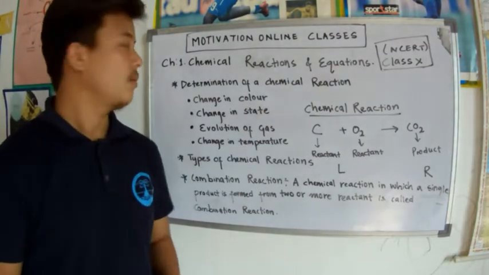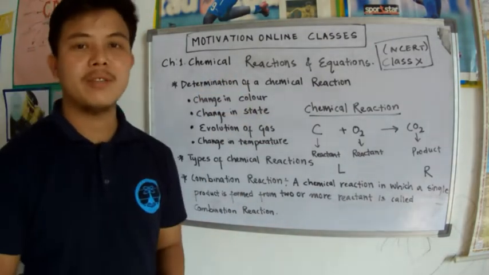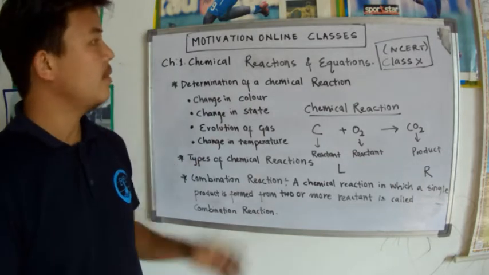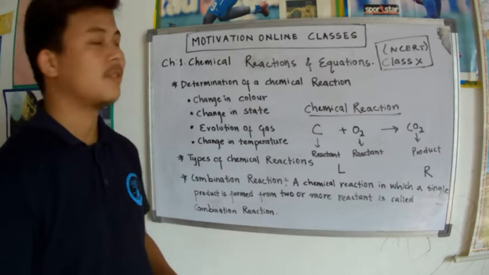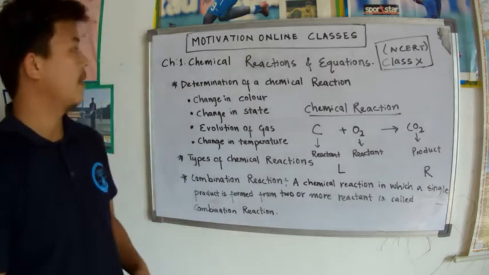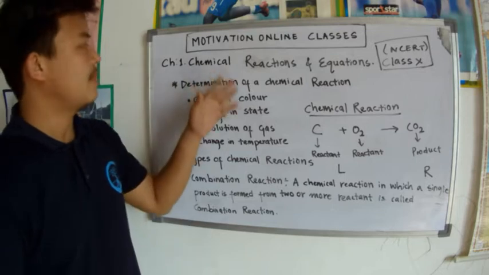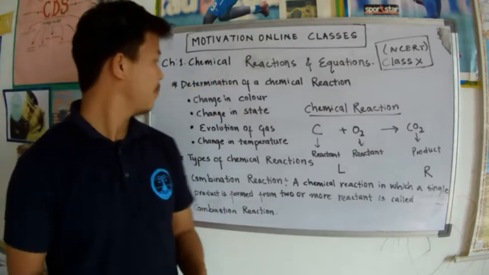Today we are going to start the new sessions for science, mathematics and also for social science. First of all, we are starting with science. This is the first chapter of science, class 10 NCERT. The name of the chapter is Chemical Reactions and Equations.